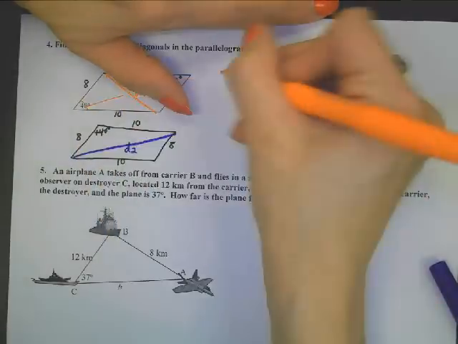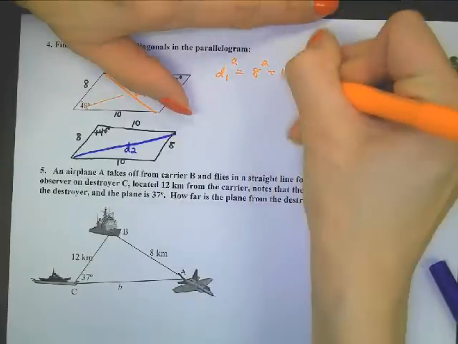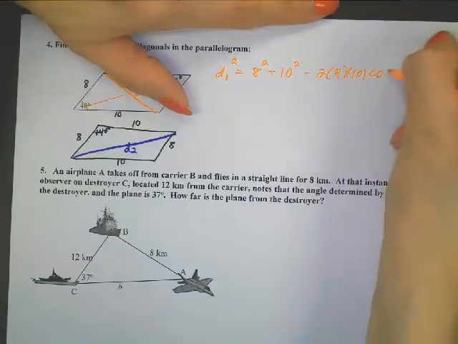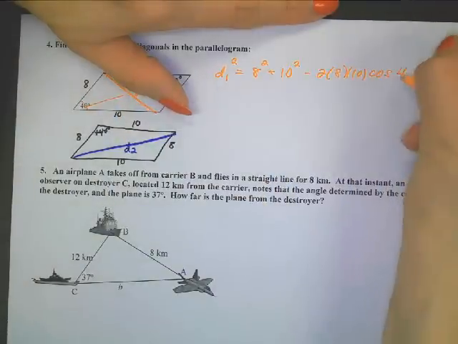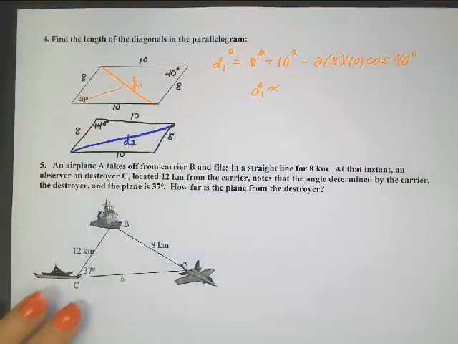So 40 degrees goes with D1. D1 squared equals 8 squared plus 10 squared minus 2 times the 8 times the 10 times the cosine of 40 degrees. Don't forget to square root your answer.